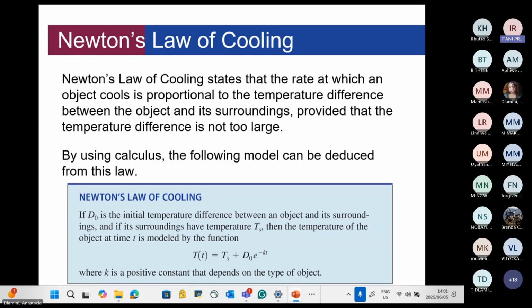By using calculus, the following model can be deduced from this law. Newton's law of cooling says if D0 is the initial temperature difference between an object and its surrounding temperature, what does that mean, guys?